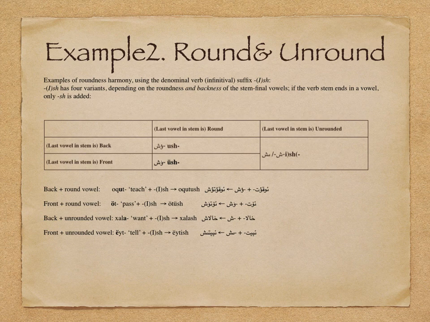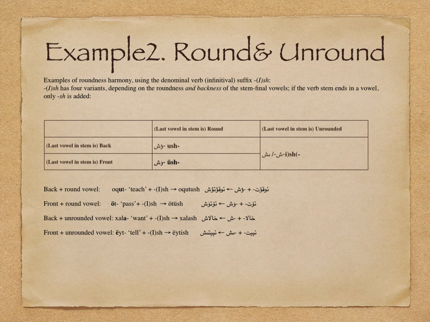And then the next one, front and unrounded vowel, like for example, eyt, to tell, right? Eyt. And then because it ended with a consonant, of course, we have to add a vowel, right? So it's e, we added e. Eytish, eytish. E is also front, so e, eytish.